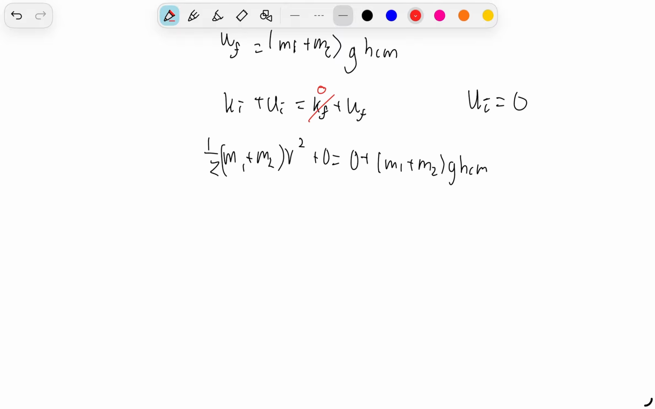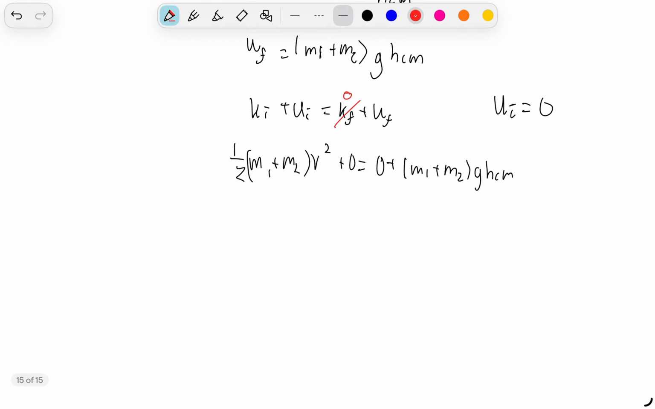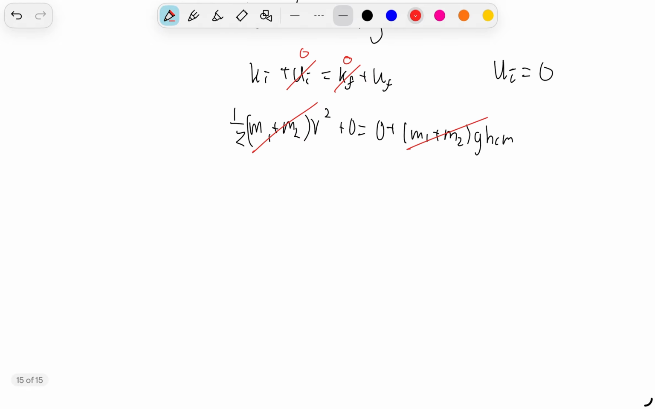So this was equal to 0 because we are going to stop our kinetic energy movement because we're all the way at the top, so all that energy is gravitational. It's at its max height. So then here we have that this was equal to 0 because we are at a height of 0, so U initial is equal to 0. So then after this, we can cancel out our m1 plus m2. So if we do that, we see that we have that on both sides. So then we get 1/2 the speed squared is equal to g h center of mass.